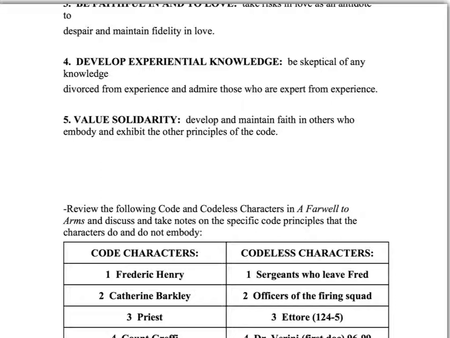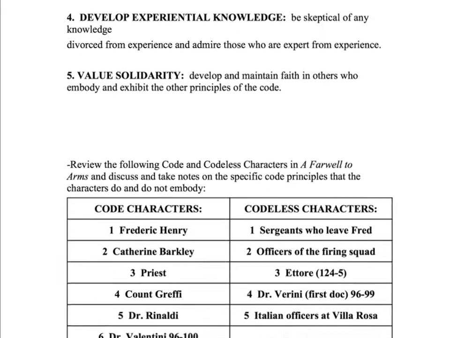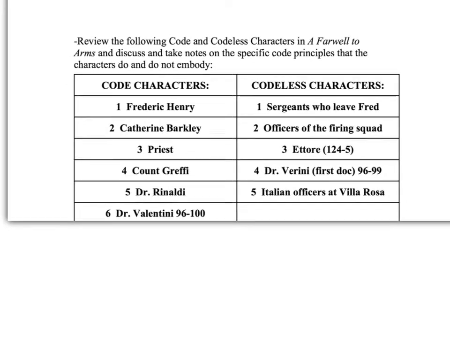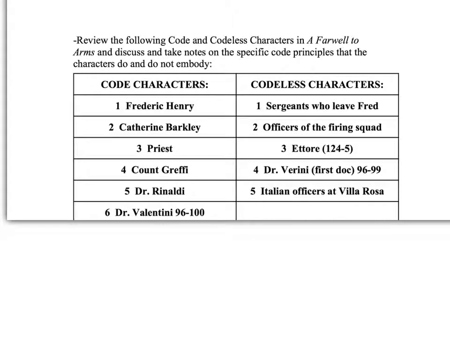There are many characters he surrounds himself with, like Rinaldi, and Catherine Barclay, who he falls in love with. These are individuals who have great experiential knowledge, who've developed a disillusionment with war, who only believe that the self can be ennobled by completing tasks well, valuing the people who follow the code. Here's a little chart I think is helpful to get us thinking about coded characters and codeless characters.